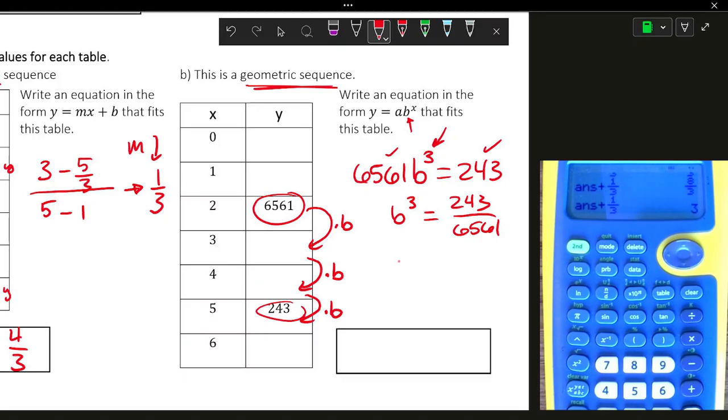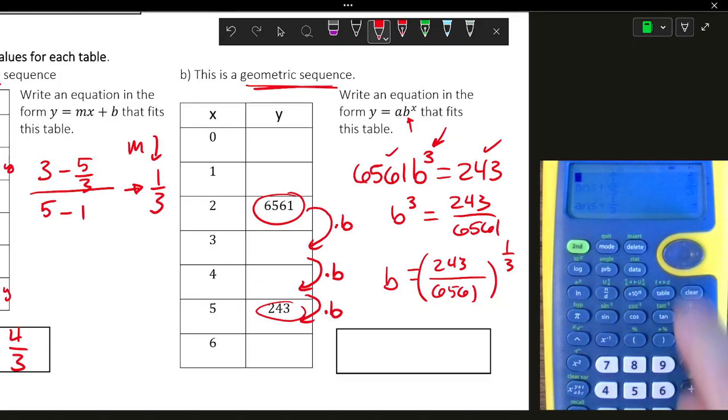If I raise both sides to the 1/3 power, b to the third to the 1/3 is just going to equal b to the first. So on the other side, I'm going to take 243 over 6561, and I'm going to raise that to the 1/3 power. And yep, I'm going to do it in one step on this calculator.